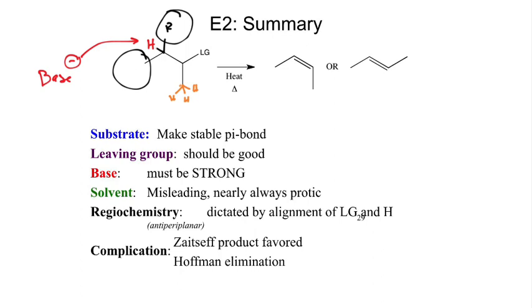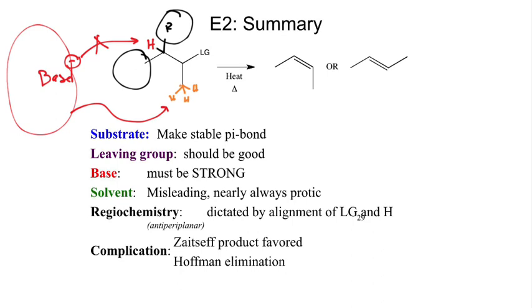On top of it, to make it extra sure that the base can't make it in there, make the base really, really big. So if all of those things come into consideration, what happens is that your base can't get to the hydrogen it wants to, and it instead removes the hydrogen that's more accessible. Okay? It's a very limited situation.